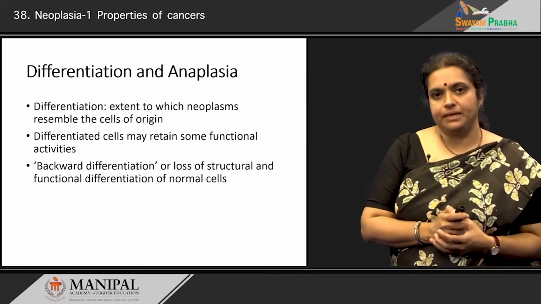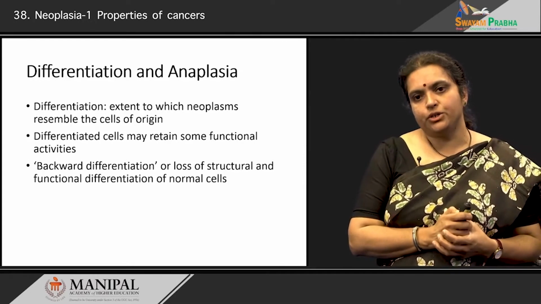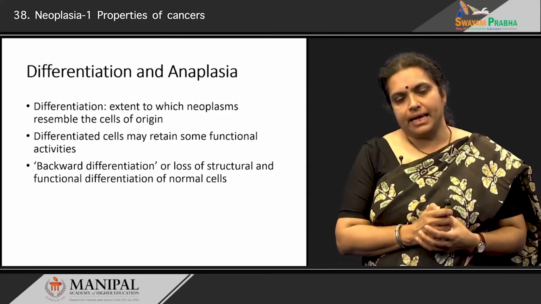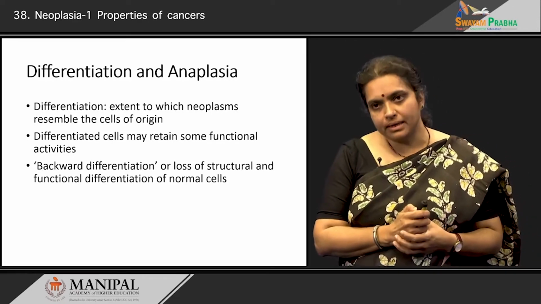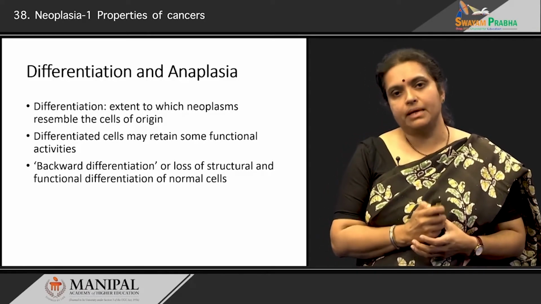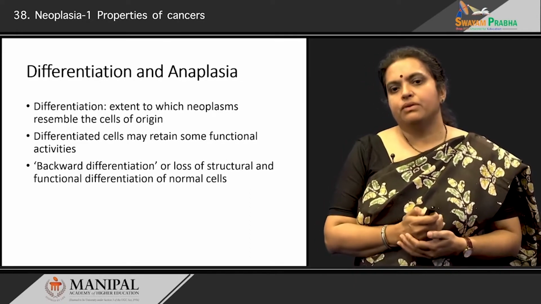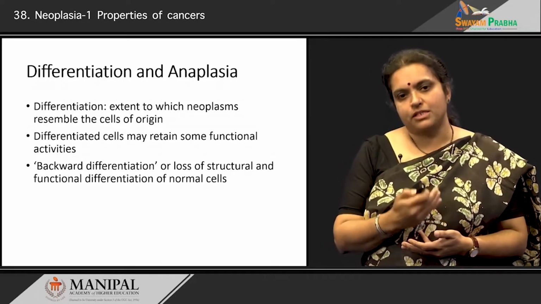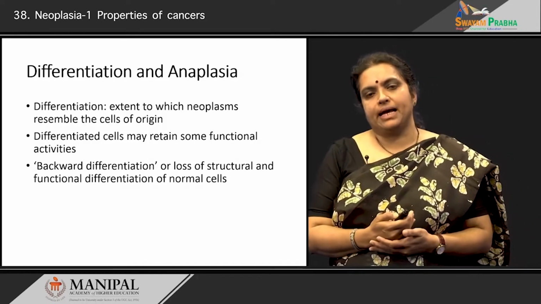Now, differentiation and anaplasia, what are these? What do these terms stand for? Differentiation means the extent to which neoplasms resemble the cell of origin. Now, when we say this, what do we mean? Suppose you have a cancer arising on the skin. To what extent does this tumor that is arising from the skin, which is a carcinoma, usually a squamous cell carcinoma, resemble the normal skin? So, according to that, we say it is either well differentiated or very poorly differentiated. Usually one of the hallmarks of cancer is that it is less differentiated than the normal structure. Now, the better differentiated the cell is, it may even retain some of the functional activities of that organ.